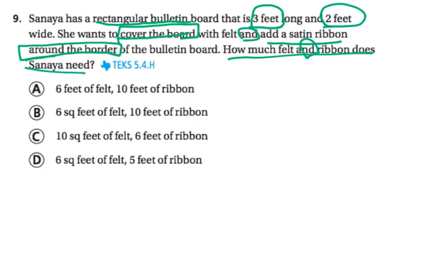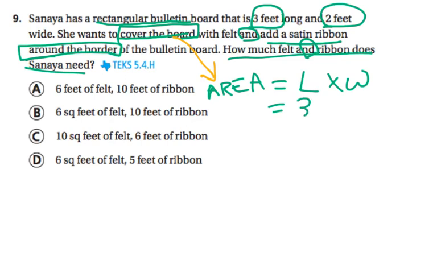Okay, when I see that we are covering the bulletin board, I realize that they are looking for area. Anytime we're covering something, that's area. So I know area is found by multiplying length times width. So looking at my problem, I would simply multiply 3 feet times 2 feet, which would give me 6 feet squared, or 6 square feet.